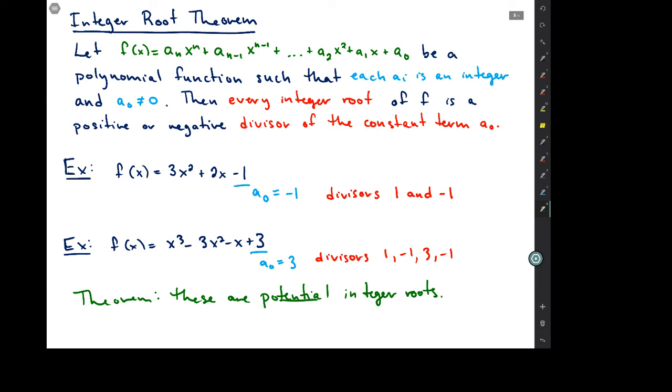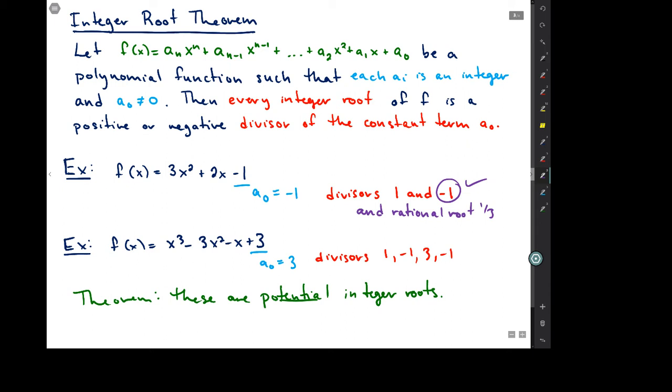And if you remember the work that we did earlier in this video, it turns out that the first polynomial here has roots minus 1 and 1/3, and so minus 1 ends up being an actual root, and then there's a rational root, so it's not an integer. And then in the second example that we did, the roots were 1, minus 1, and 3.